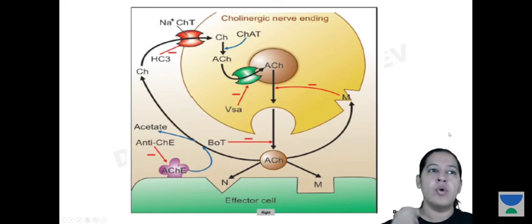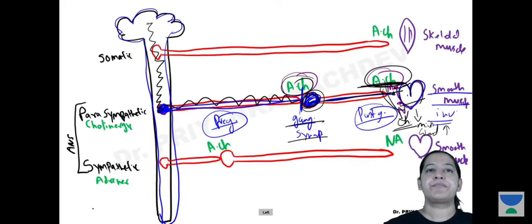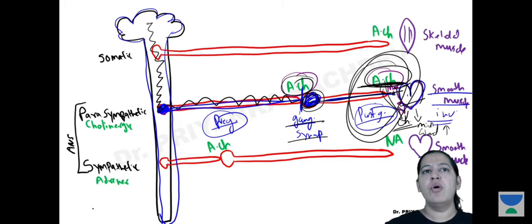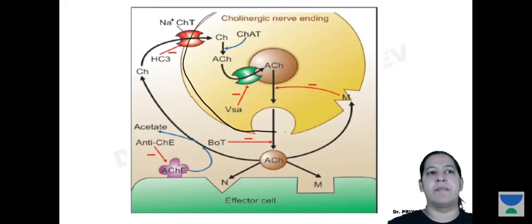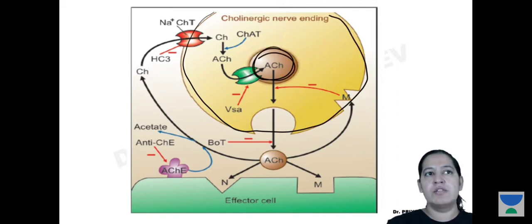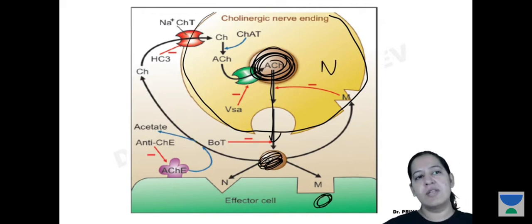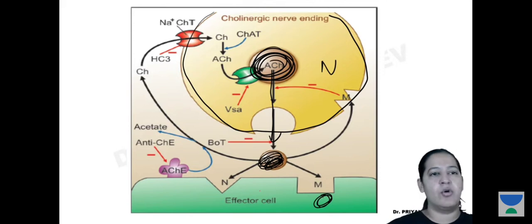Yes or no? This is the same diagram from KDT. Let me zoom in on this portion for you. The yellow color is the ending of the postganglionic nerve fiber, inside which acetylcholine is formed. When the wave of depolarization comes, acetylcholine comes out at the junction between the nerve and the organ. This green color is the organ. This acetylcholine binds with its receptors, the muscarinic and nicotinic receptors, which are present on the surface of these organs.